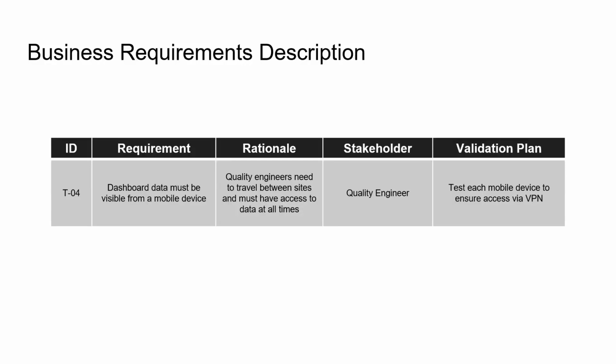The final example requirement, T04, states that the dashboard must be accessible from a mobile device. The quality engineering team travels between multiple sites each day, but does need access to the data from all sites in case of an emergency. This requirement was a need identified by the quality engineer. In order to validate that this requirement is complete, the project team can test each mobile device to ensure that connection to the dashboard is possible over the company VPN.